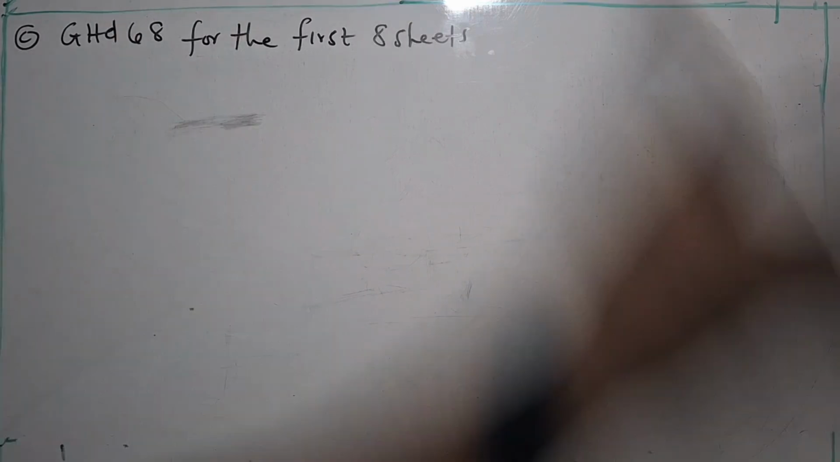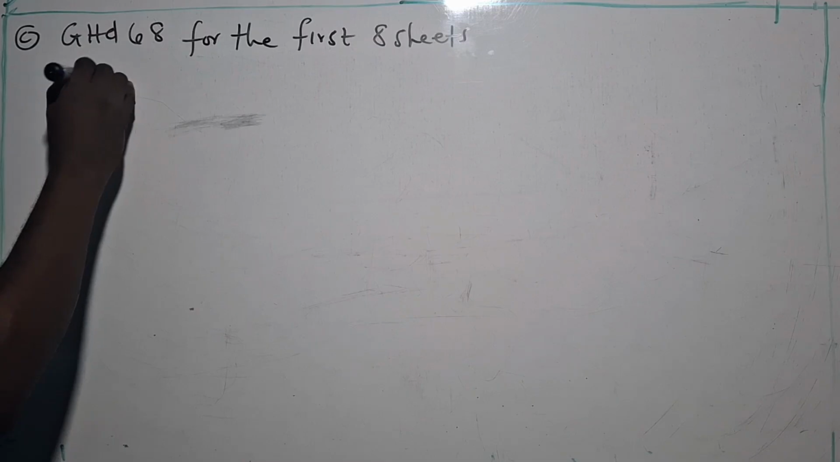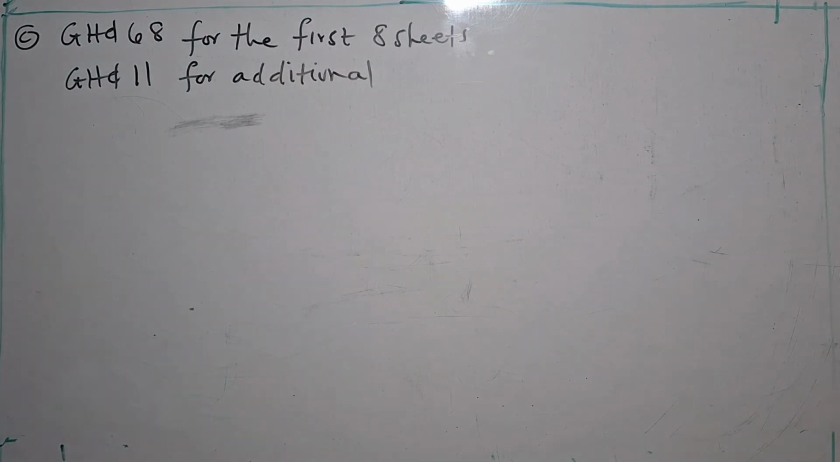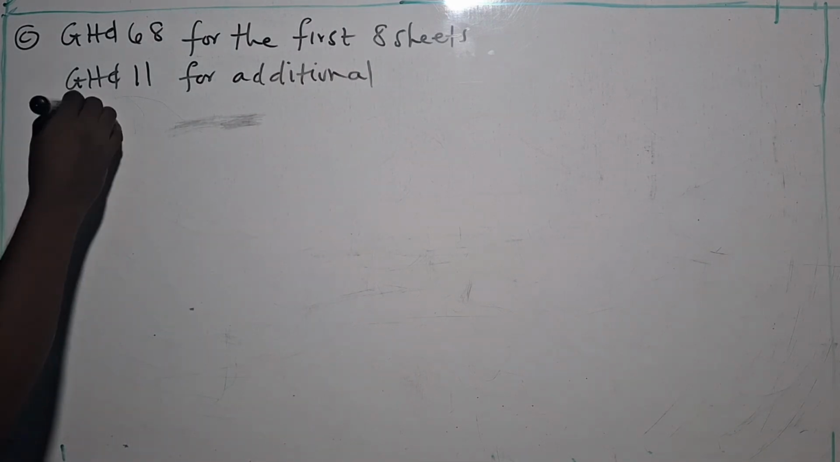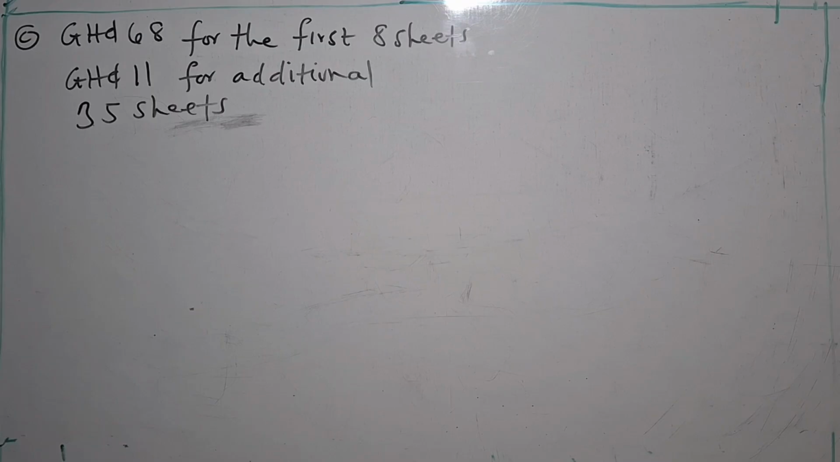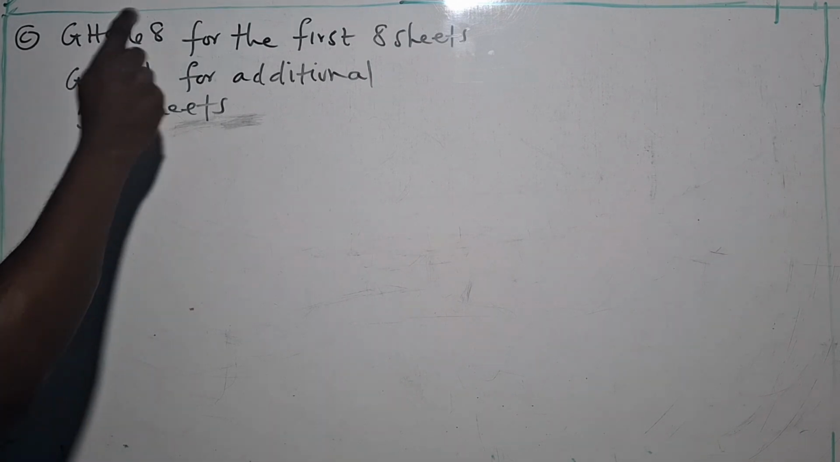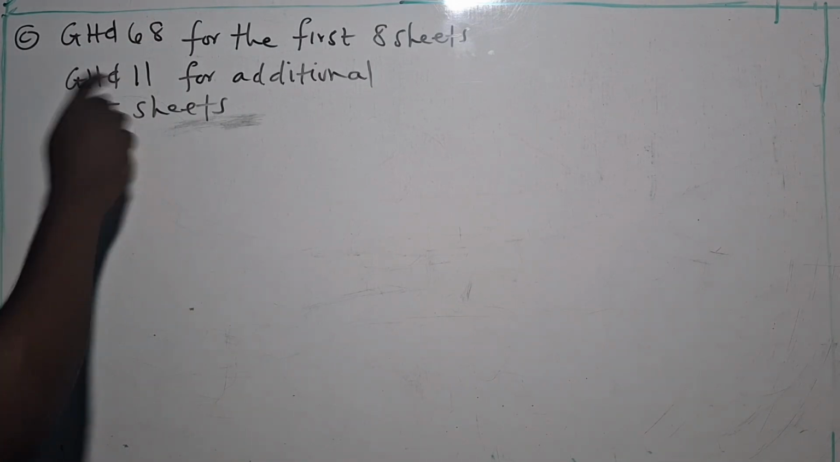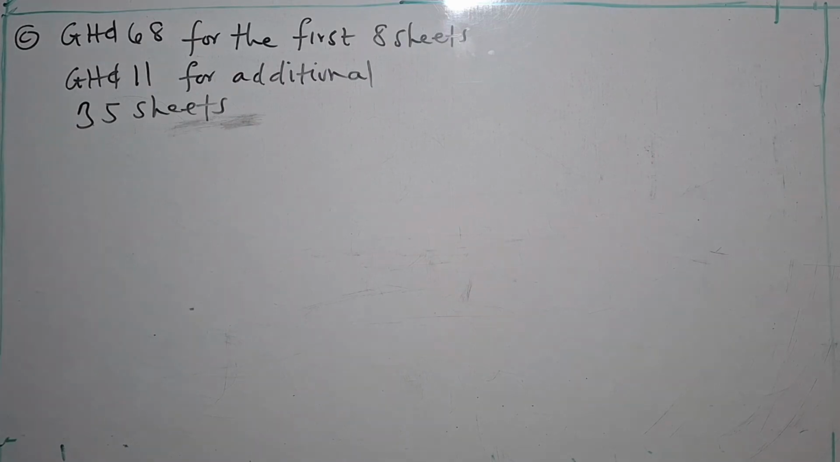And aside from that, for any additional sheet, he charges 11 cedis. So here, our 35 sheets, how much are we going to pay for our 35 sheets? What you have to understand is that since he charges 68 cedis for the first 8 sheets, you know that for the first 8 sheets, you have to pay 68 cedis, and 11 cedis for any other. So first of all, let's find the sheets left.